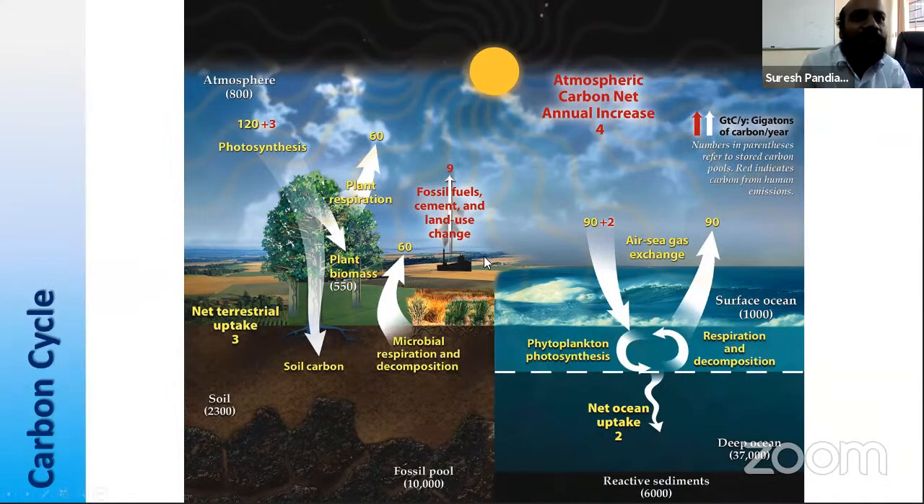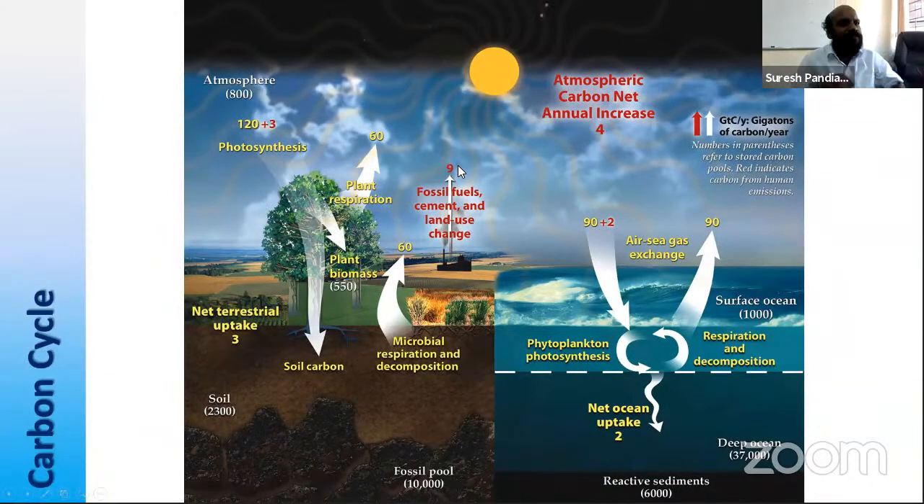One example is that you just look at the figures, where it is so small, where it is so high. The arrow indicates gigatons of carbon per year, and numbers in parentheses refer to stored carbon pools. Red indicates carbon from human emissions. Only two of them are in red color in this slide. So the net annual increase is 4 gigatons of carbon from the natural process.